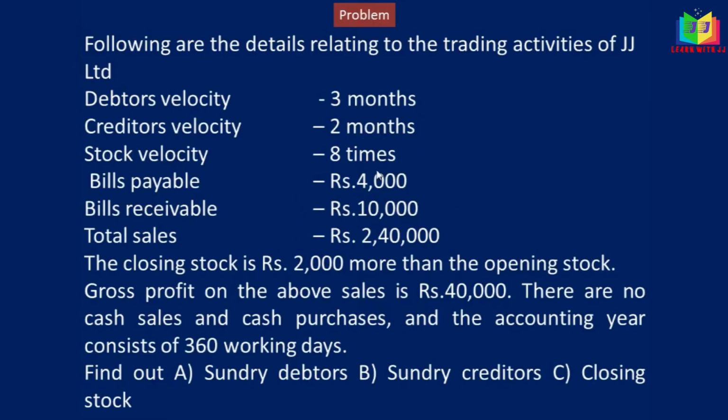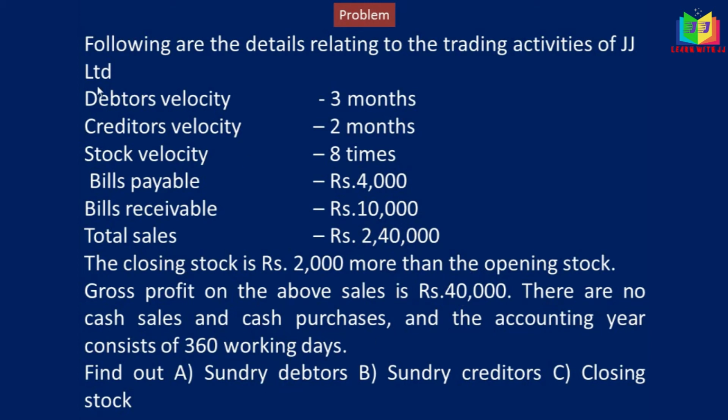We'll see one more problem. Following are the details relating to the trading activities of JJ Limited. Debtors velocity 3 months, creditor velocity 2 months, stock velocity 8 times, bills payable 4,000, bills receivable 10,000, total sales 2,40,000. The closing stock is 2,000 more than the opening stock. Gross profit on the above sales is 40,000. There are no cash sales and cash purchases, and the accounting year consists of 360 working days.